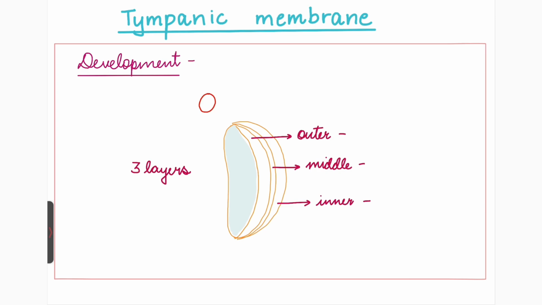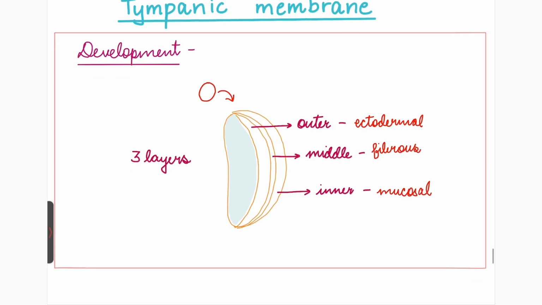This is the tympanic membrane. Here we are viewing it laterally to look at the layers. The outer layer is ectodermal. The middle layer is fibrous. It contains radial, circular, and parabolic fibers. The inner layer is mucosal.